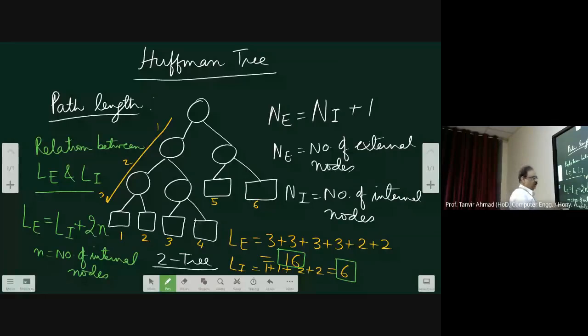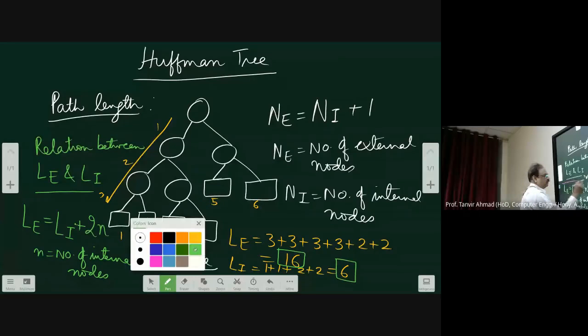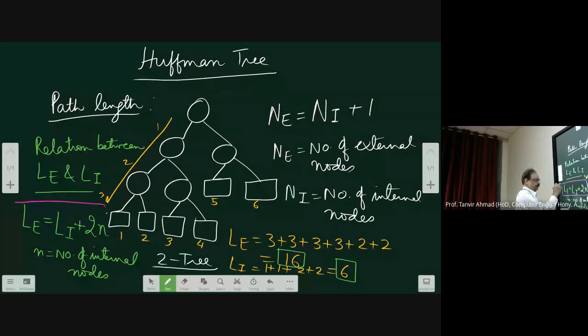And now this formula will hold for all two trees. That means the length of external nodes is equal to LI plus 2n. If you check this, LI is equal to 6, n is equal to 4, 4 into 2 is 8, and then you add, it will come to this value.